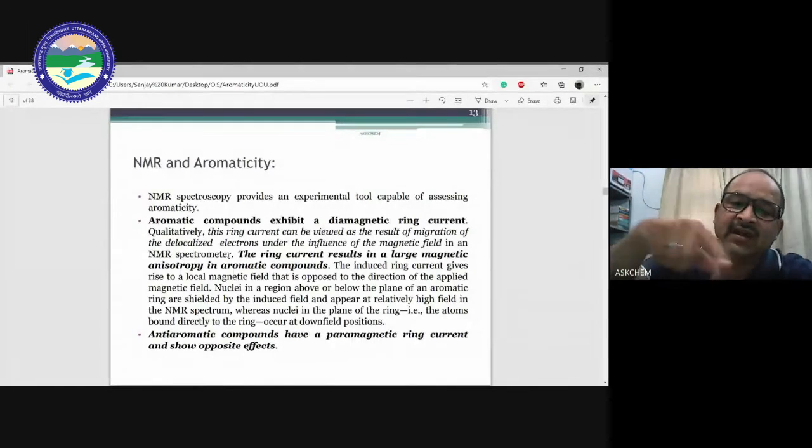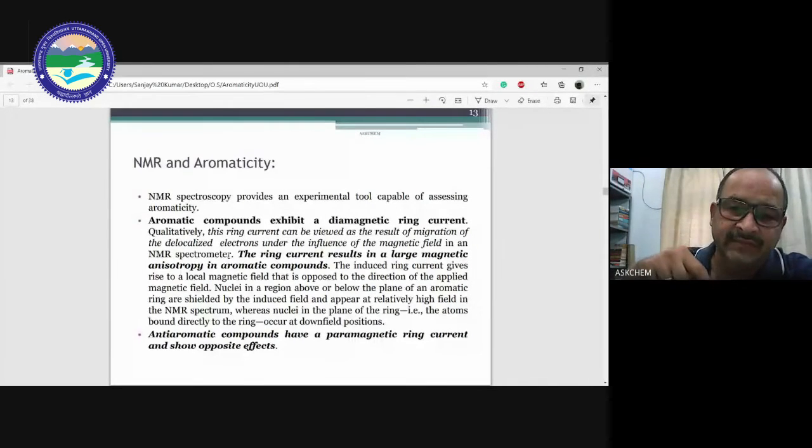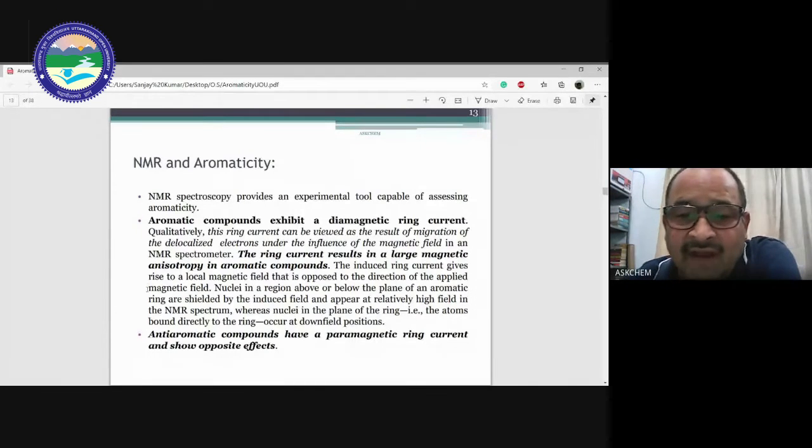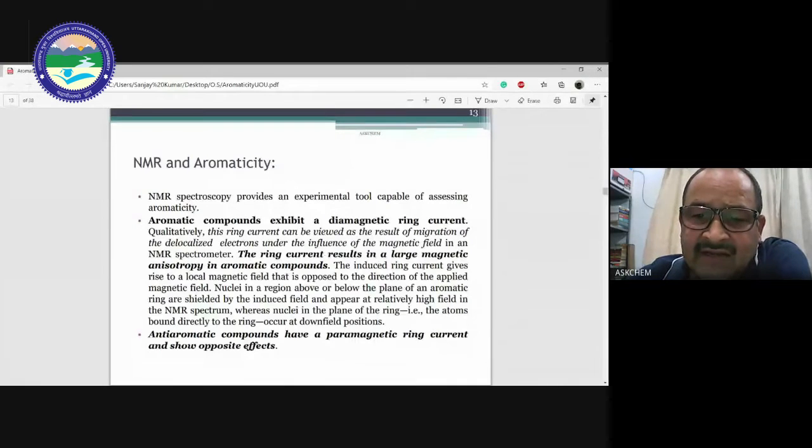Now they start circulating in a plane perpendicular to the applied magnetic field, and on account of these circulating electrons under the influence of the external magnetic field, they generate an induced magnetic field, which is further perpendicular to the circulating electrons. So two times perpendicular gives rise to magnetic anisotropy in the molecule. The ring current results in large magnetic anisotropy in aromatic compounds.